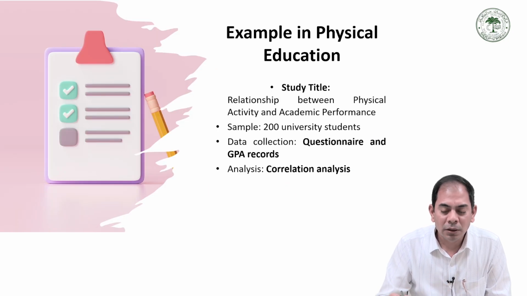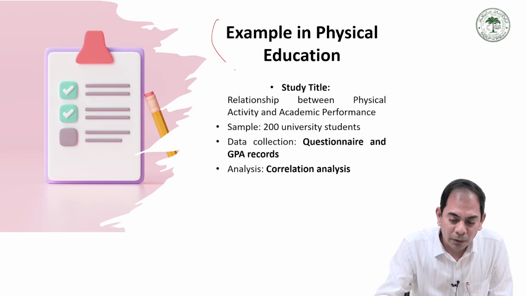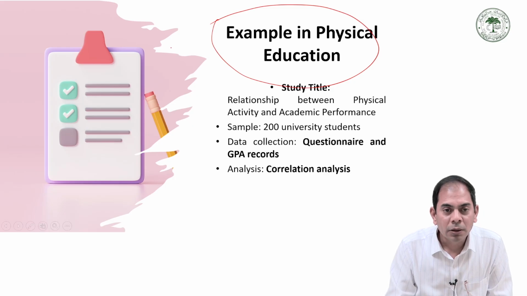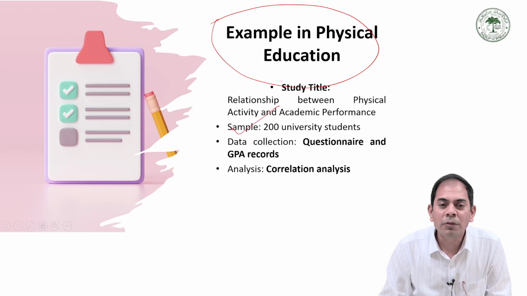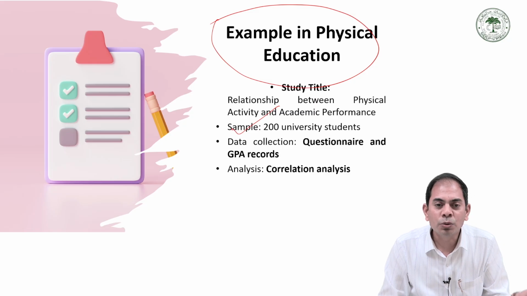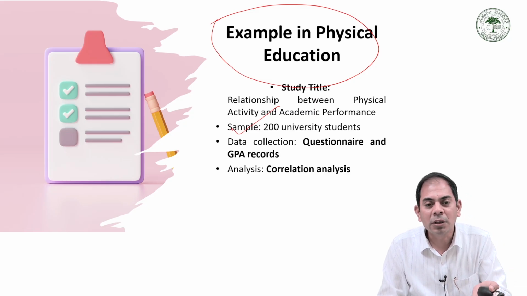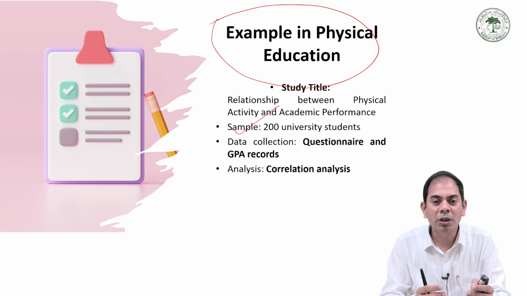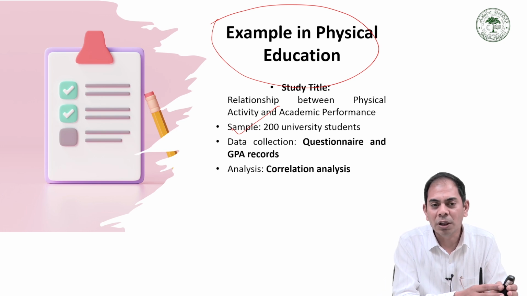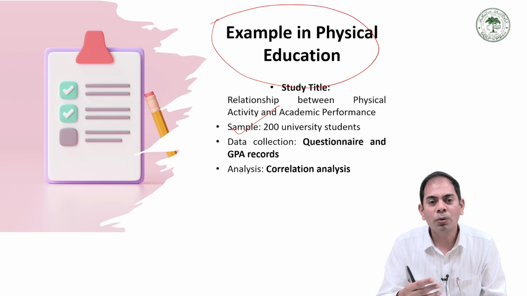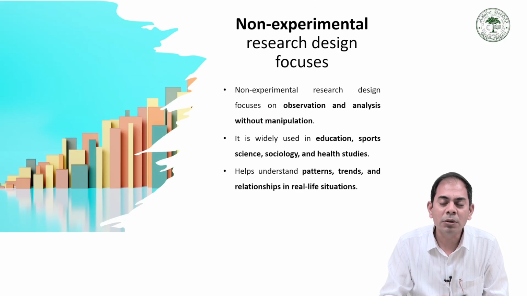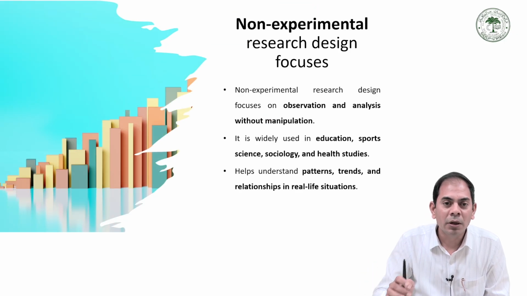Next, what example can we give of ex post facto research design? A simple one is the relationship between physical activity and academic performance. We collect data from 200 students with a questionnaire and go for correlation studies. That is ex post facto research, because the things have already happened.